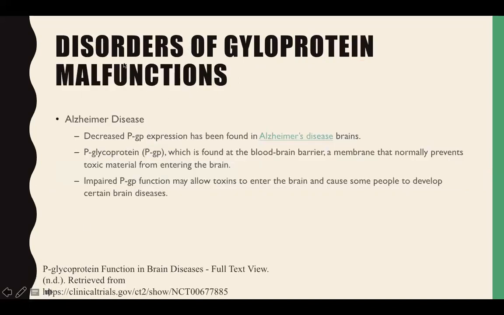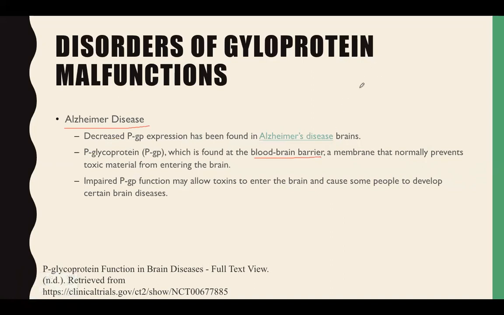Our assignment was to find disorders that deal with the malfunction of glycoproteins. I did my research and found that there's a correlation between glycoproteins and Alzheimer's. Decreased P glycoprotein expression has been found in Alzheimer's disease. The P glycoprotein is found in the blood-brain barrier.